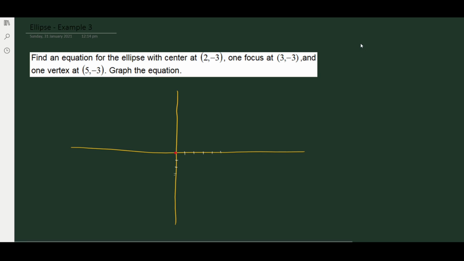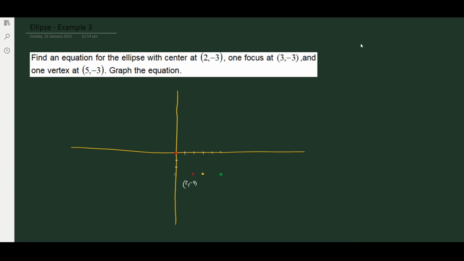Okay, so the first thing that we need to do is plot our given. We have a center right here at (2, -3). So where is that? (2, -3) is right here. And one focus at (3, -3), so that is right here. And one vertex at (5, -3). Our vertex is right here.